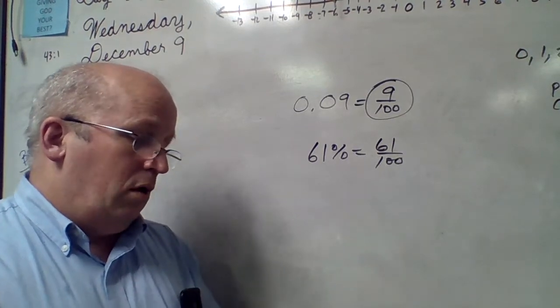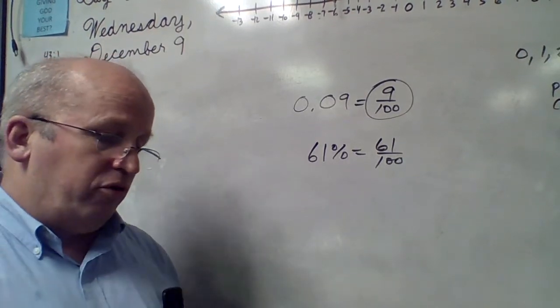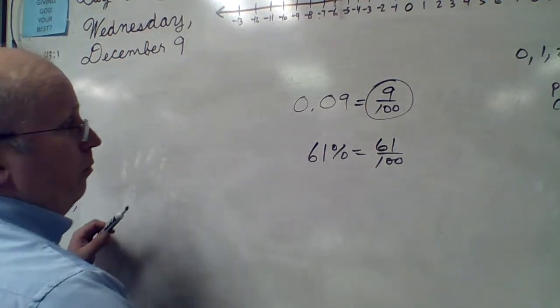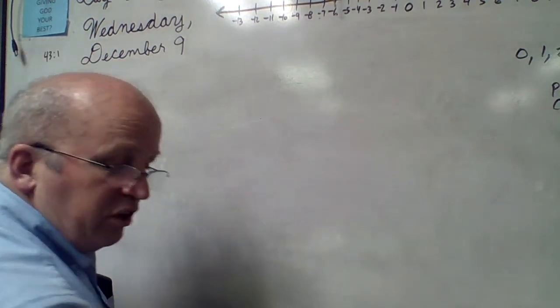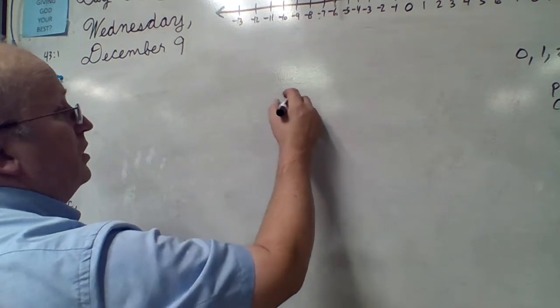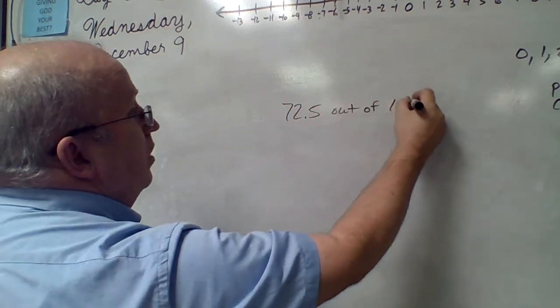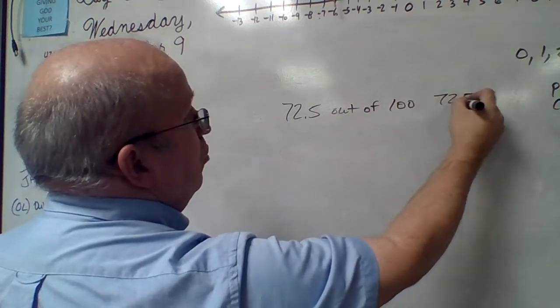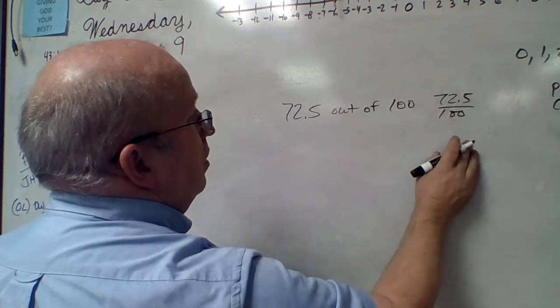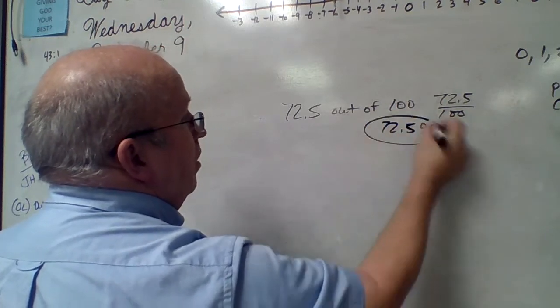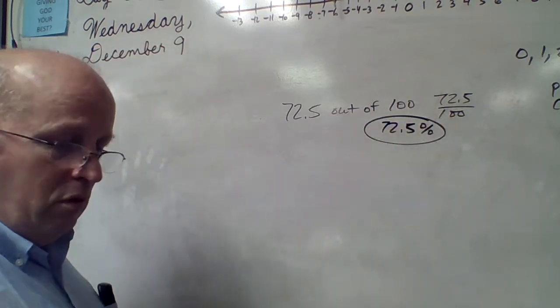Next page, or next side, we're supposed to change these numbers into percents. Here's one that's kind of like 14. What if I wrote 72.5 out of 100? I'd just write 72.5 over 100. And then I'd say, oh, that's 72.5%, because percent means hundredths.